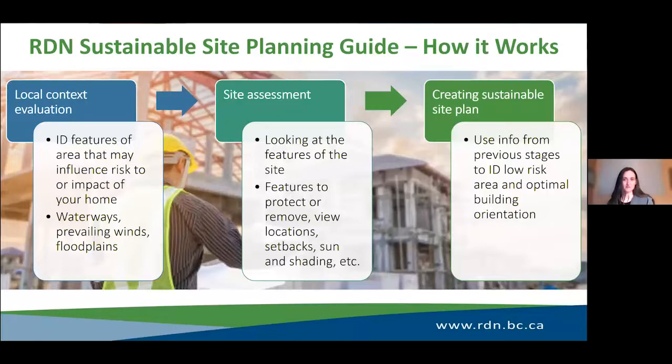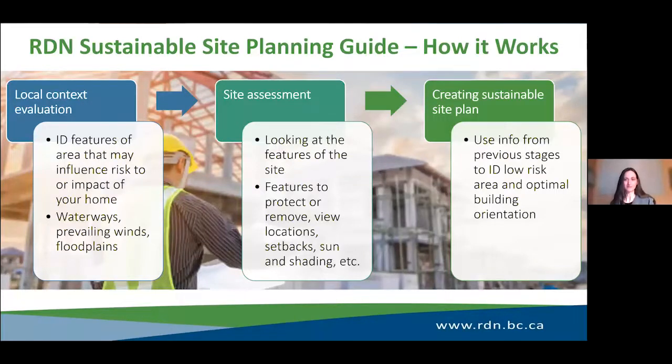The core structure of the guide is a checklist approach that the user can follow, and it consists of 3 general steps. One is the local context evaluation, which is identifying features of the surrounding area that might influence risks or impacts your home will face. So this is not the area where you're actually building the home and own the land. It's in the broader landscape area. So it'd be things like major waterways, prevailing winds, those large forests that might pose a fire hazard, those types of things.